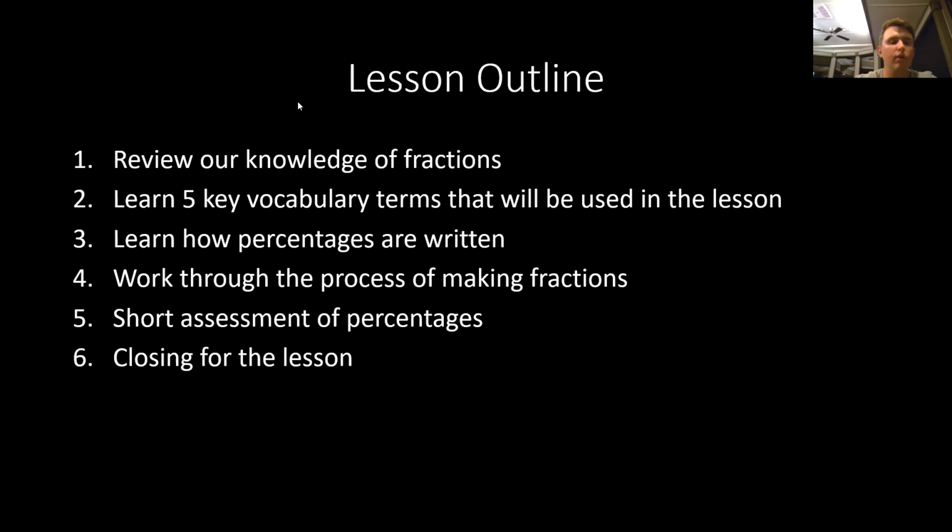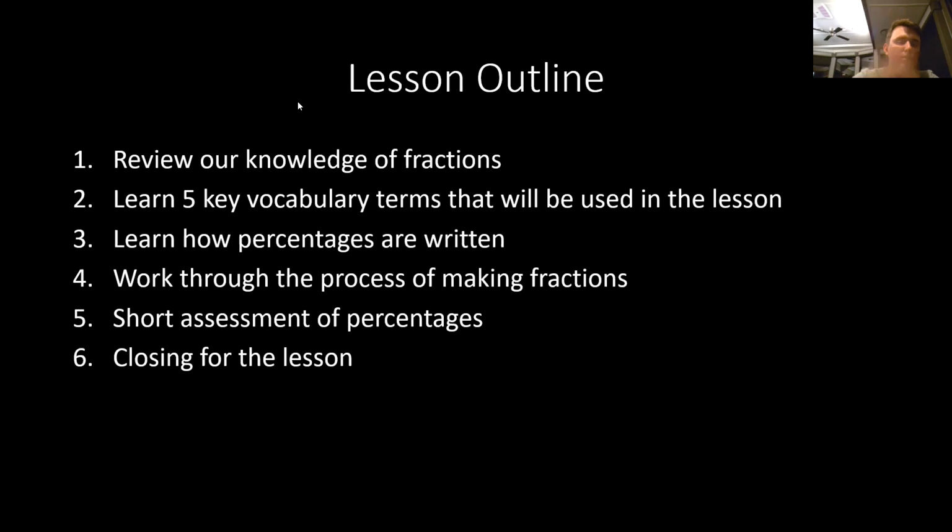The second thing we're going to do is learn 5 key vocabulary terms that will be used in the lesson. The third thing we're going to do is learn how percentages are written. The fourth thing we're going to do is work through the process of making fractions and then converting the fractions into decimals, then converting them into percentages.